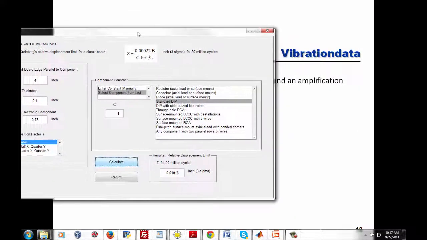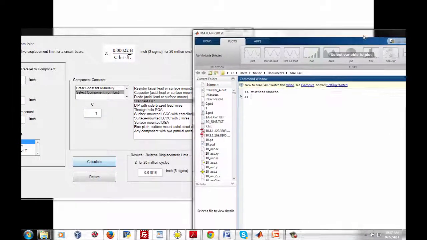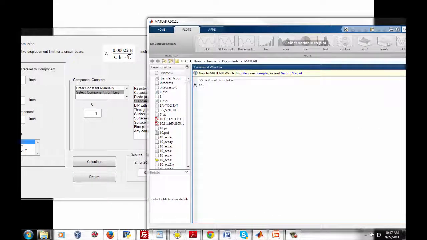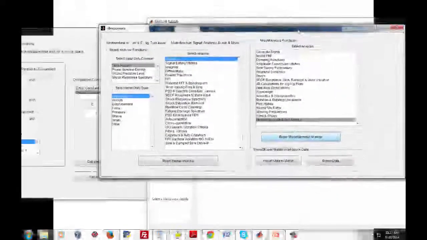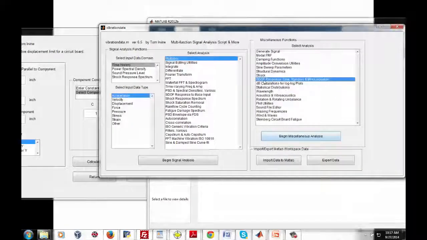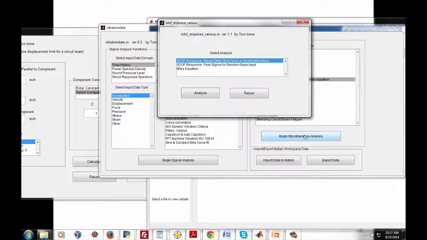So as you might recall, I think this is a review exercise, we can do a Miles type of equation using our GUI package here. So let's go to single degree of freedom response, sine, random, and Miles equation. Let's begin the miscellaneous analysis, and we can choose Miles equation.